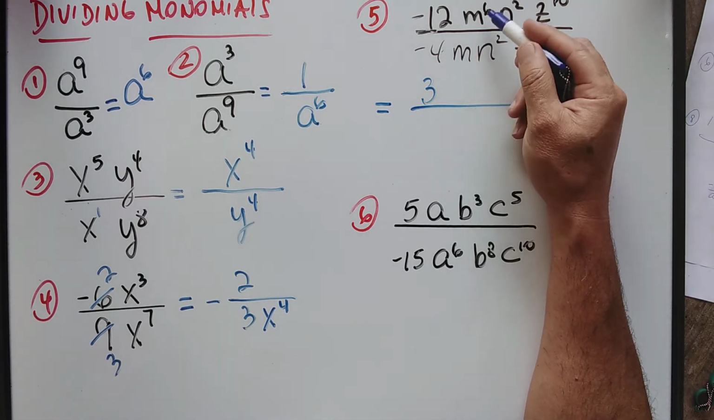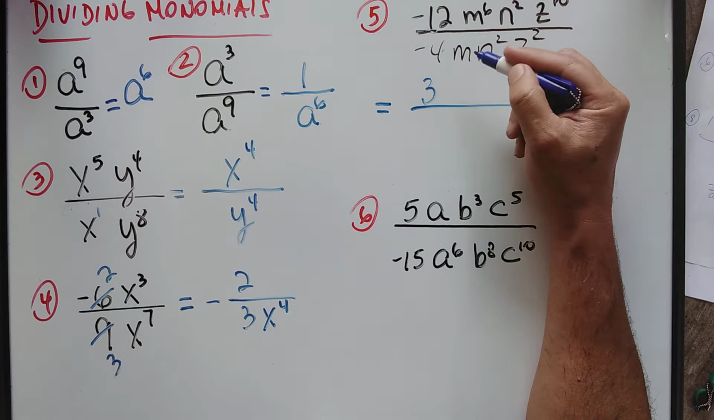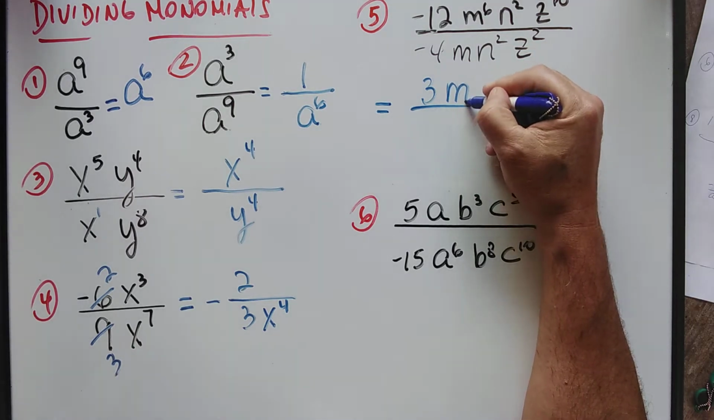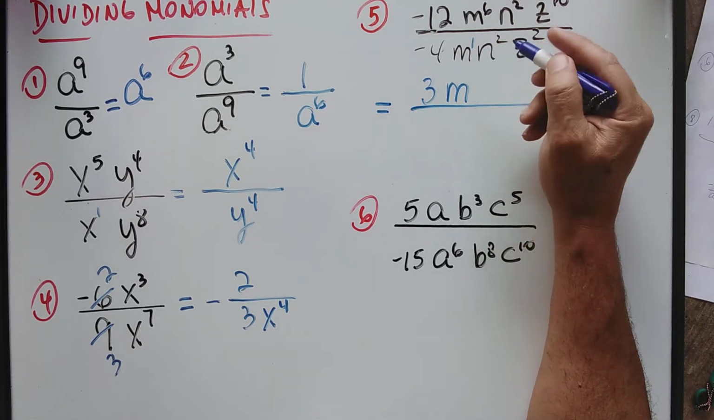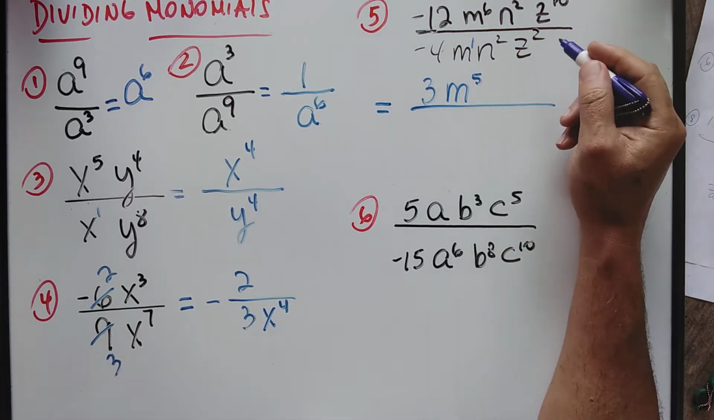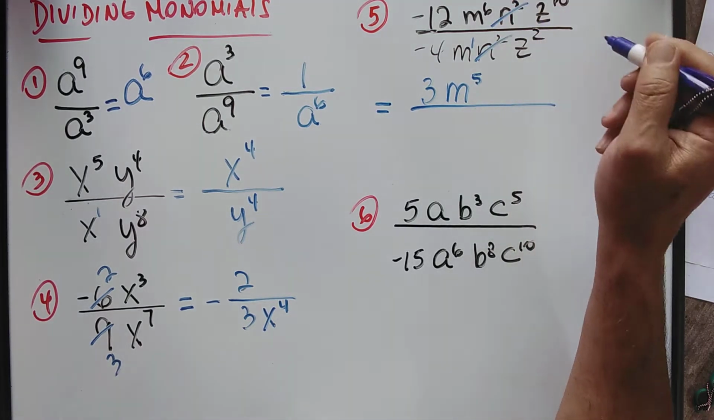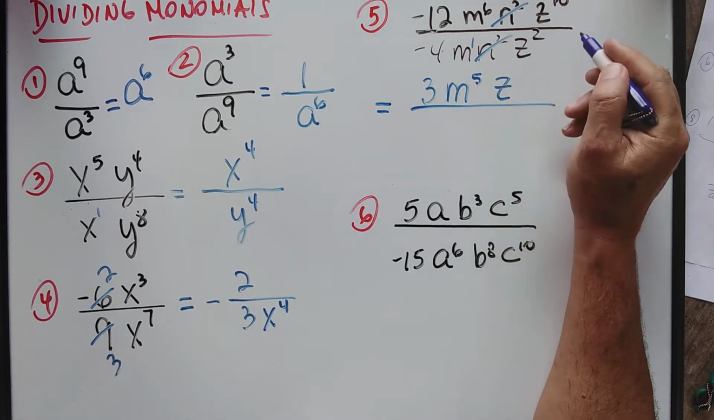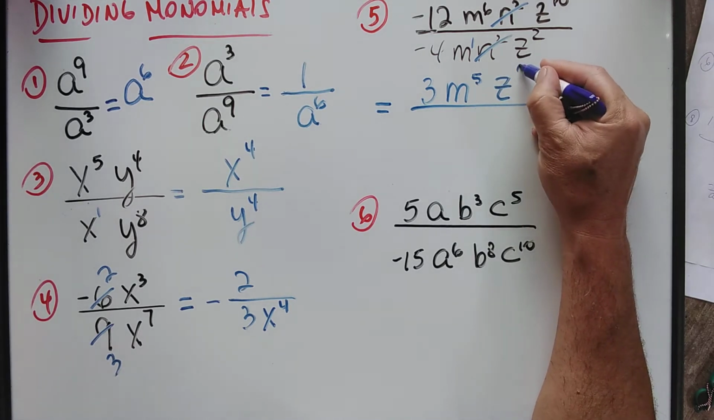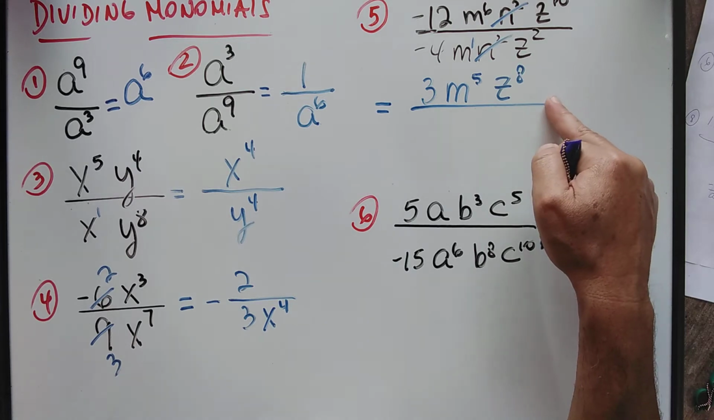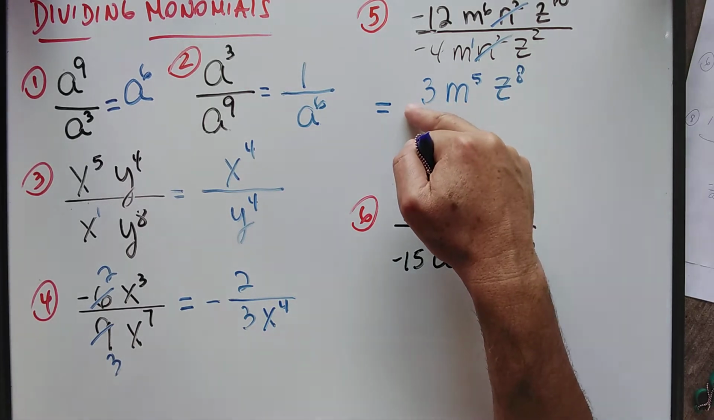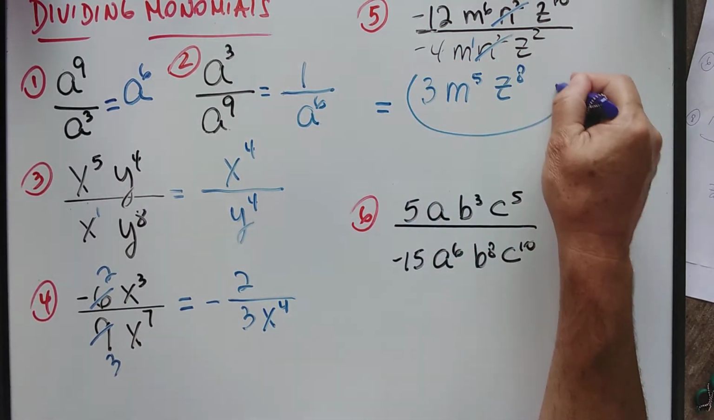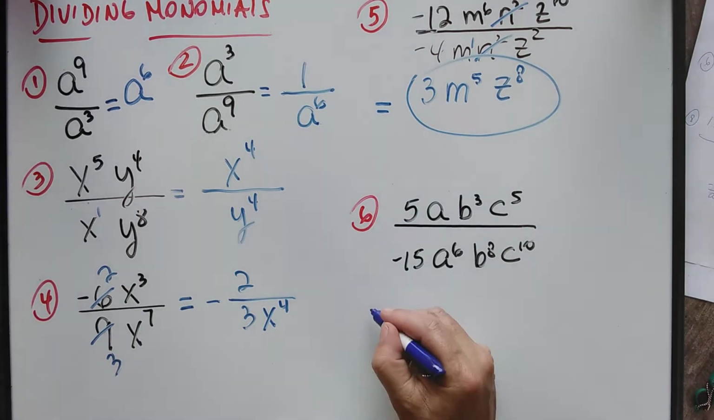The highest exponent for m is on top, so that's where you're going to keep it, to keep the exponent positive. 6 take away 1 is 5. The n's are going to cancel out. And then the highest exponent for z is also on top. 10 take away 2 is 8. You don't need a fraction bar anymore. There's nothing that goes on the bottom, so that's my answer right there. What about this one here?